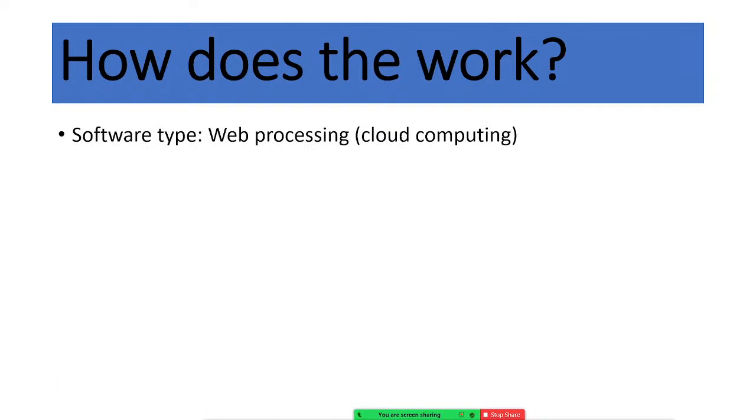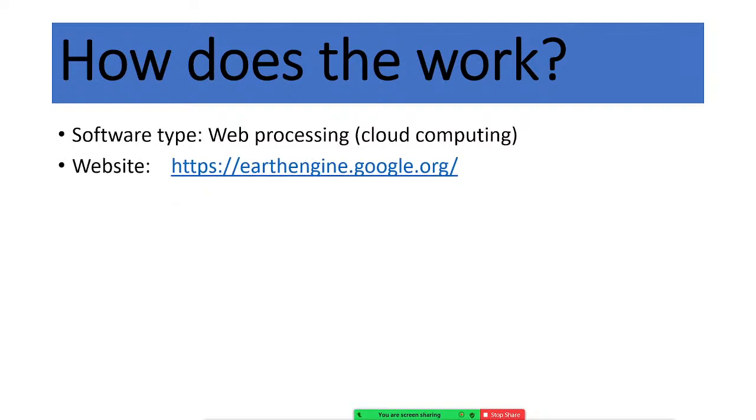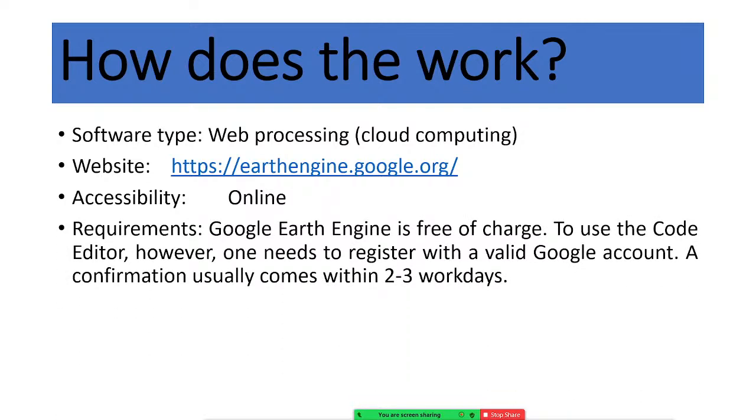Its software type is web processing or cloud computing. And this is the main website, earthengine.google.org. For accessibility, you must be connected online when you use the code editor of the Google Earth Engine platform. Then requirements: Google Earth Engine is free of charge. To use the code editor, you need to register with a valid Google account. Okay, so I hope everyone has already completed this part.